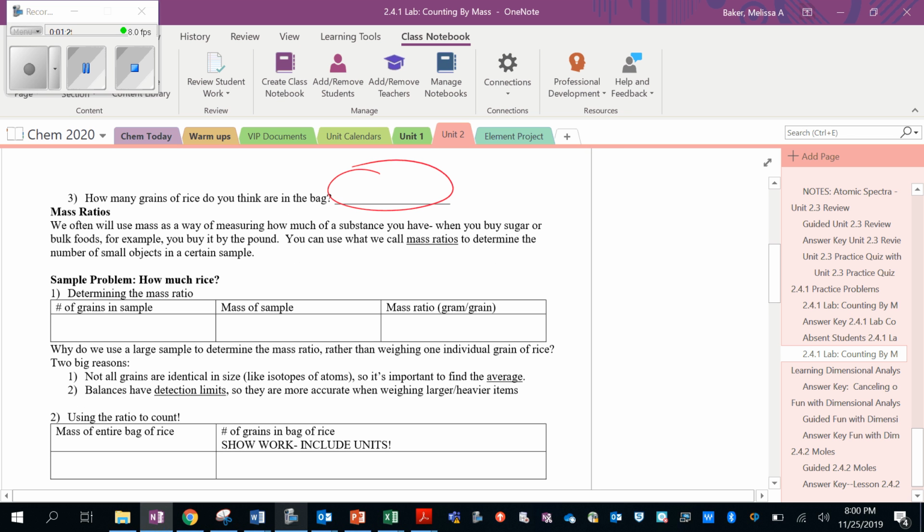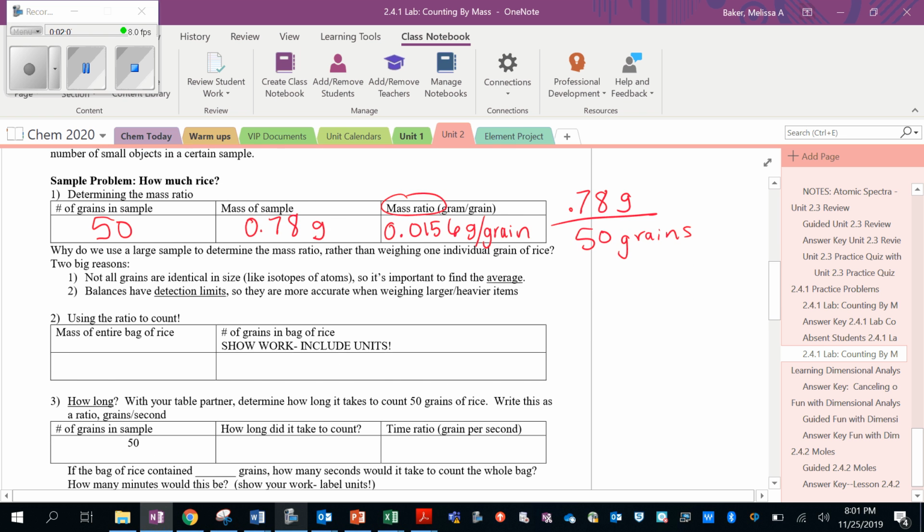Then what you're going to do is count out 50 grains of rice and weigh that many. And they weigh about 0.78 grams altogether. So for the mass ratio, you need to take the mass divided by how many there are to figure out exactly how many grams one grain weighs. And so it comes out to be 0.0156. The reason why you can't just put 1 grain of rice on the scale is because 1 grain of rice isn't going to be able to be accurately measured with our scales.